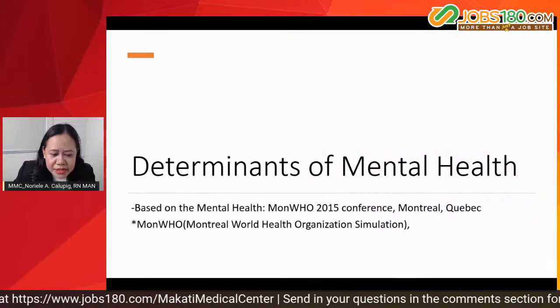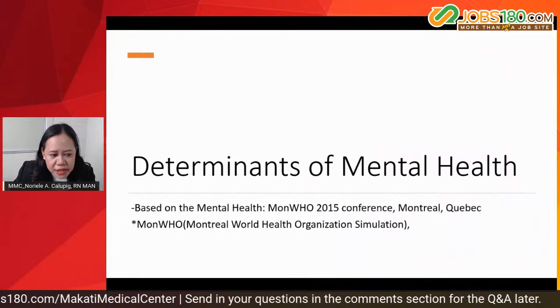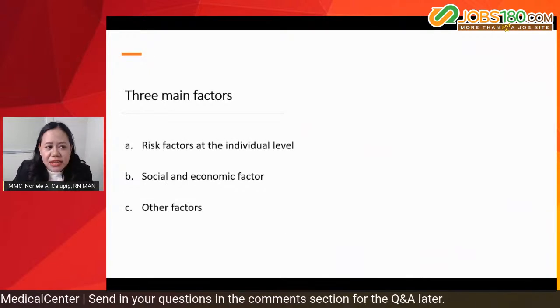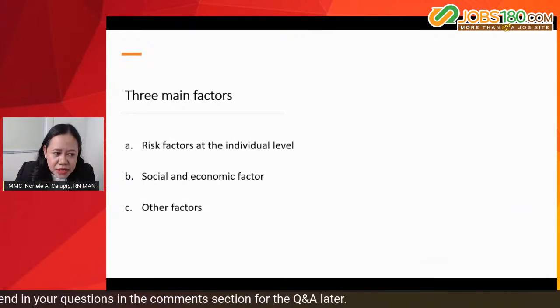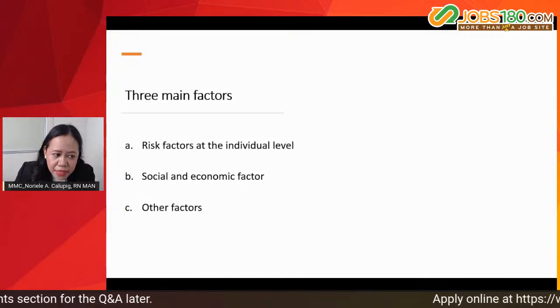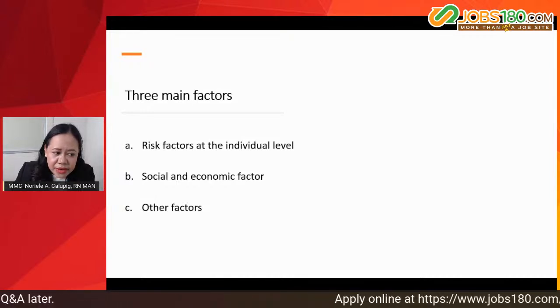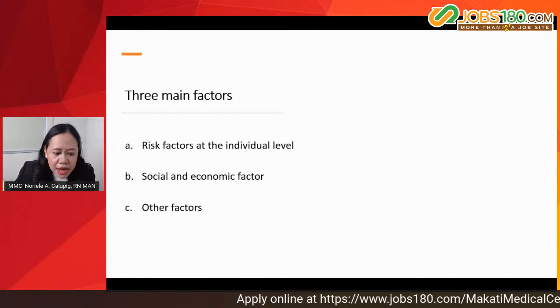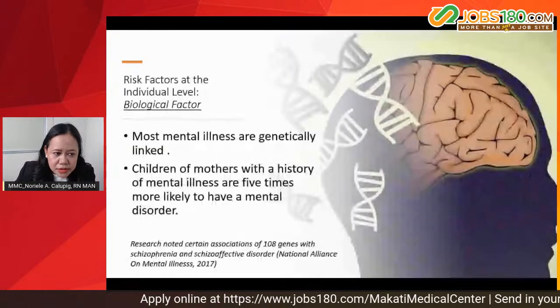So we have determinants of mental illness or mental health. So ang determinants natin, meron tayong mga different factors. So number one is risk factors according to the individual level. Number two is the socio-economic level. And the third one is the other factors.